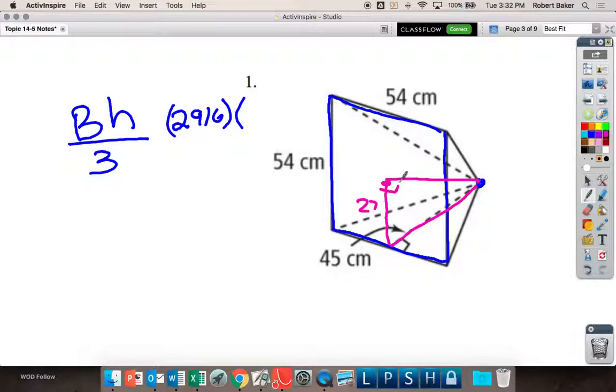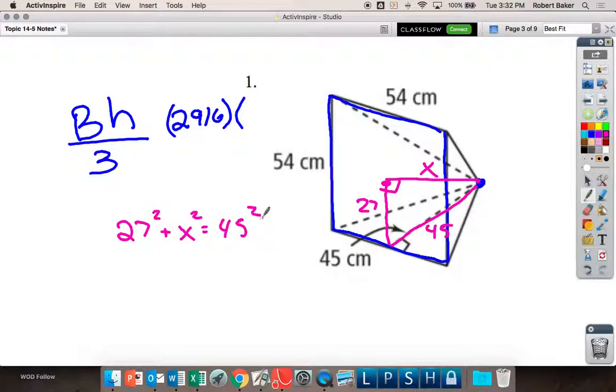This is a right triangle. This is 27. This is 45. And we're trying to solve for that piece right there. The only part you have to know is what formula solves for that one. Pythagorean theorem. So a squared plus b squared equals c squared.